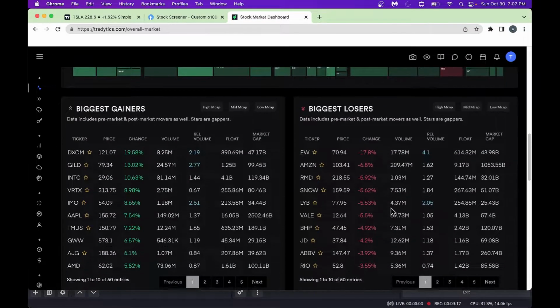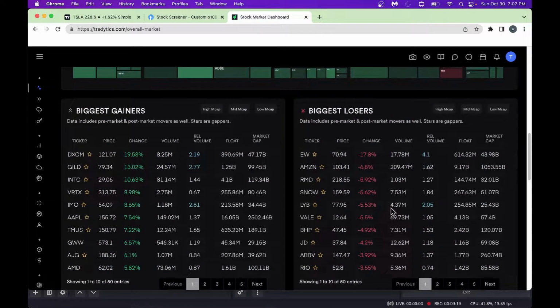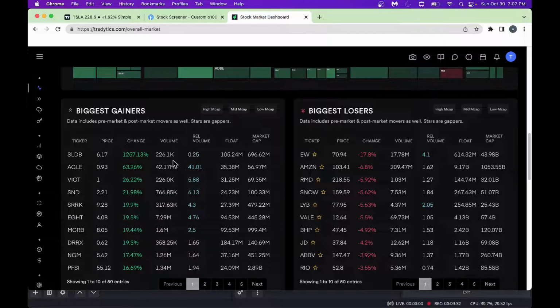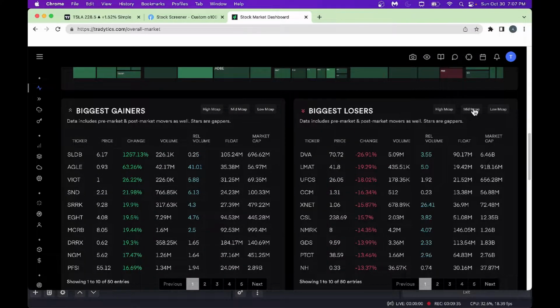The best thing is that you can go into multiple market caps here. For example, right now we are in the high cap, which is really big market cap. You could go into mid cap here and get the mid cap stocks. You could do the same thing on the losers. You can see the mid cap here. Look, DVA.